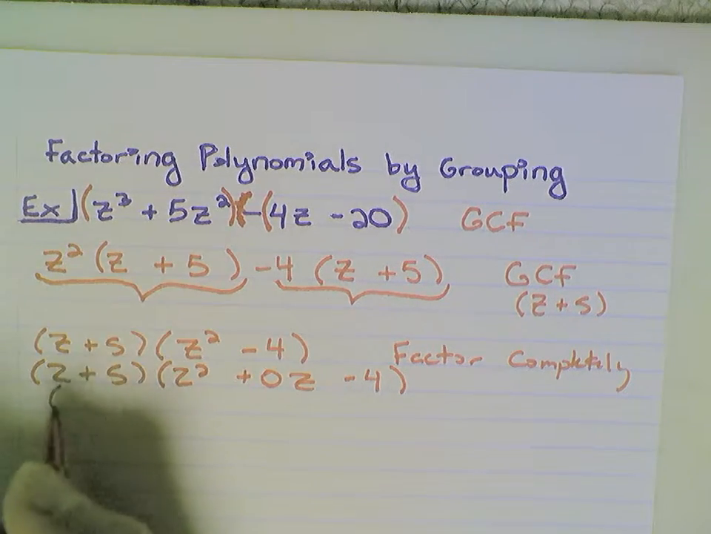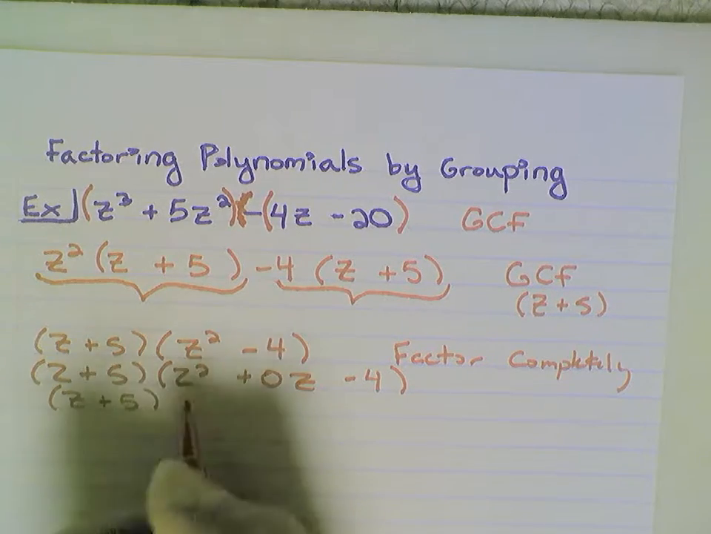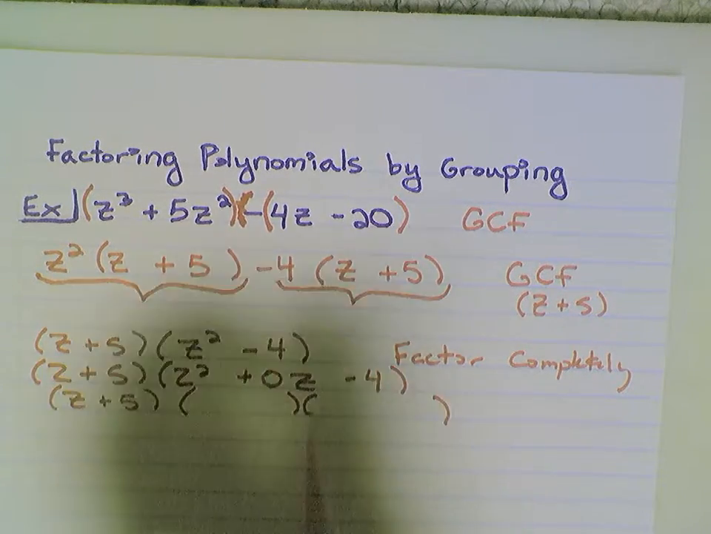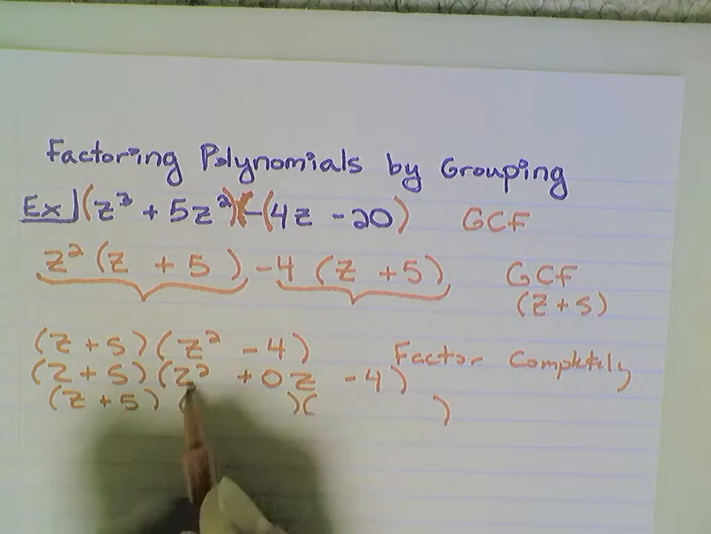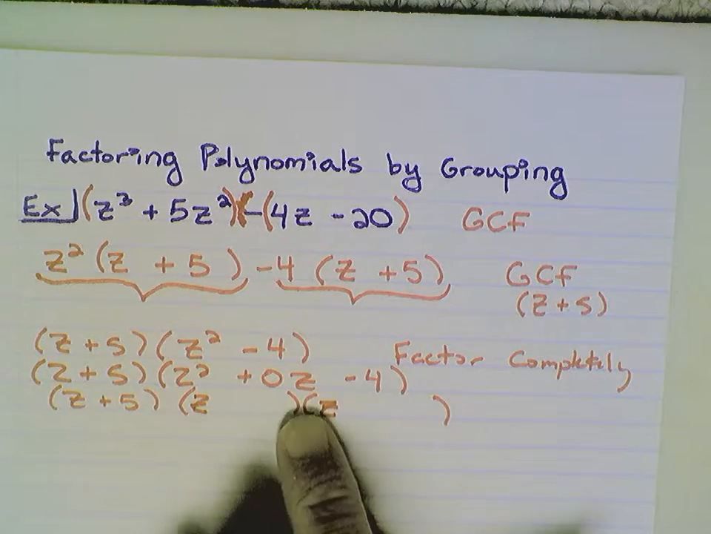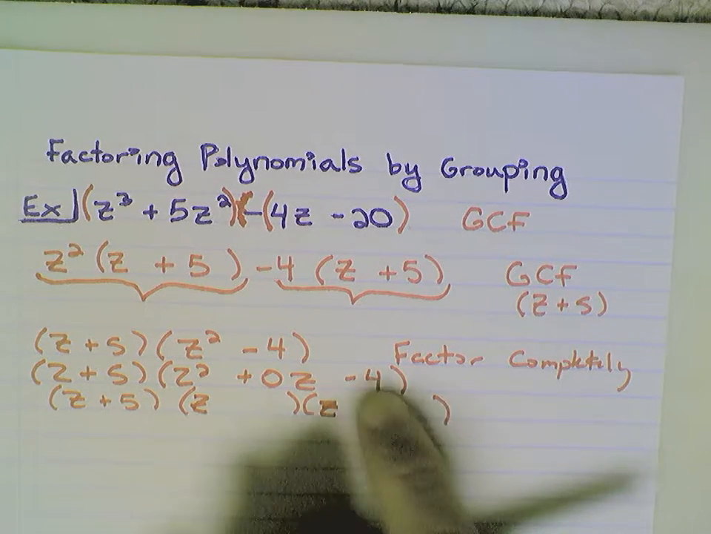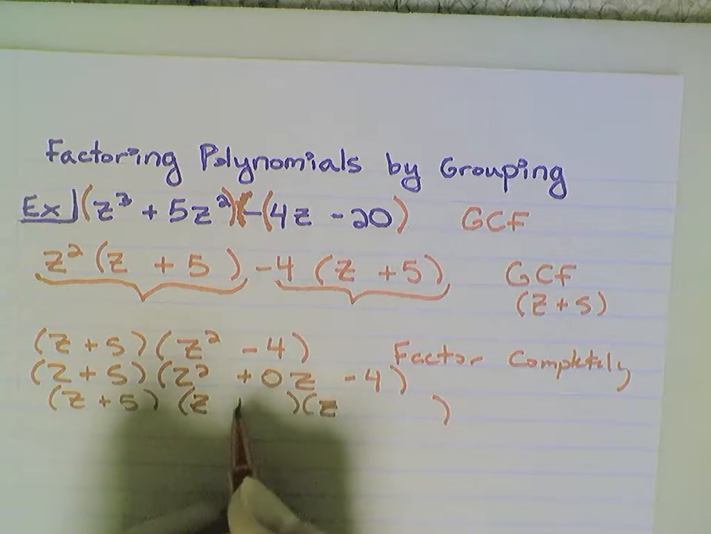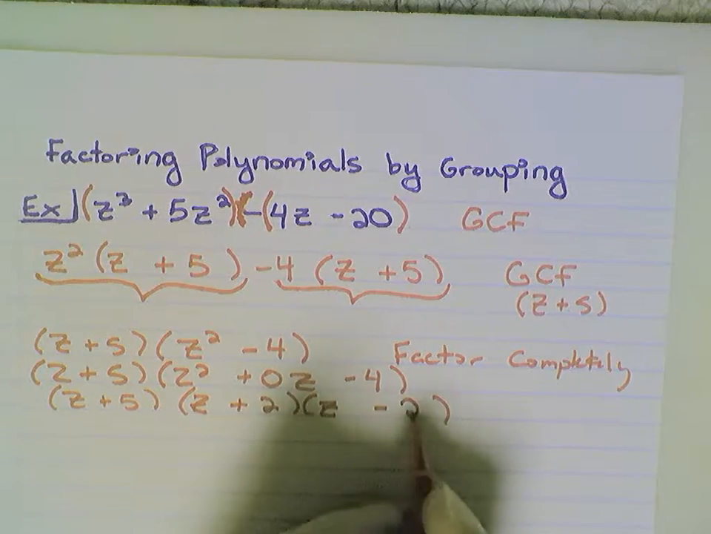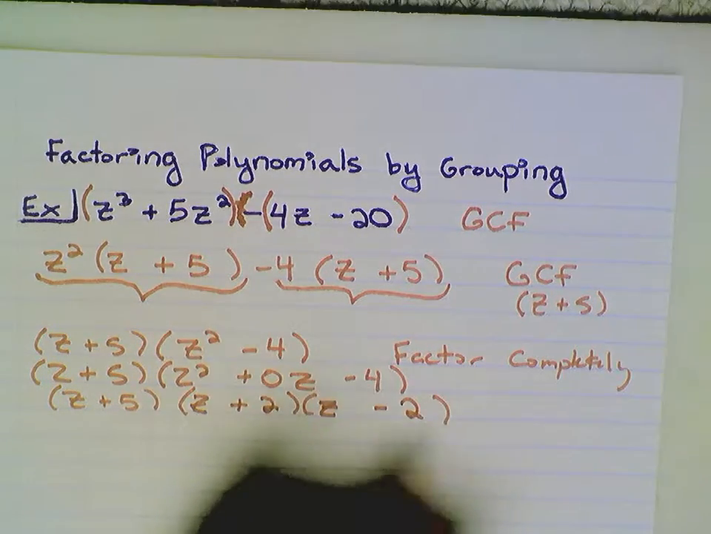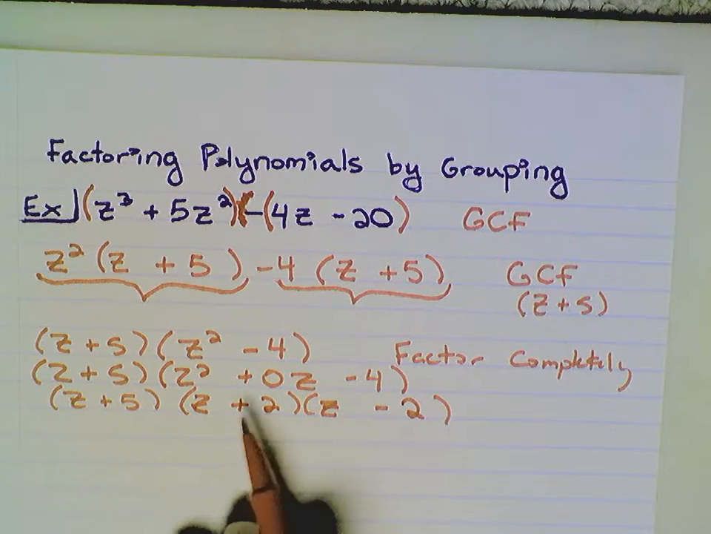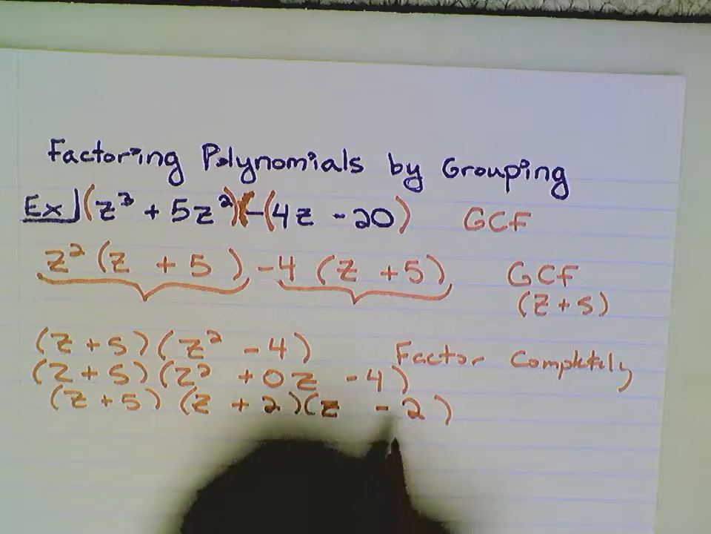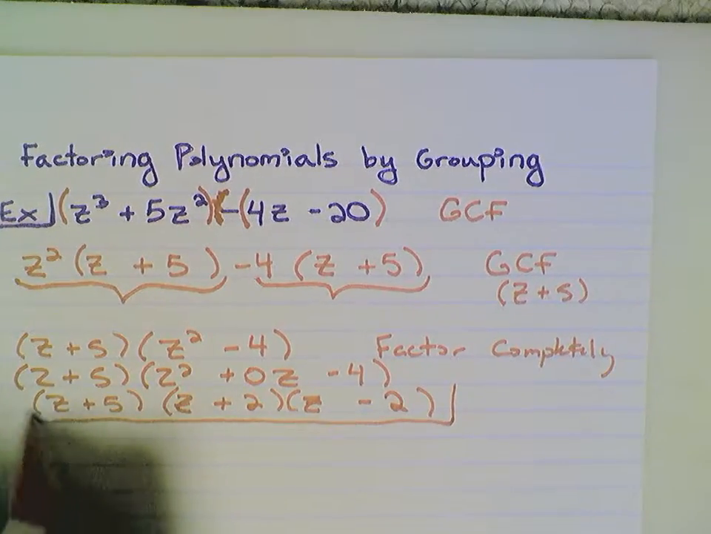So I'll have z plus 5, and then I can factor the z squared plus 0z minus 4. So what times what will give me z squared? Well, in this case, it's going to be z times z. And then I want two numbers that multiply to negative 4 and add to 0. Well, that's going to be a positive 2 and a negative 2. And then once again, to factor completely means I can't go any further. And if I check each of these parentheses, there's nothing else I can factor out of them, so this will be my solution.